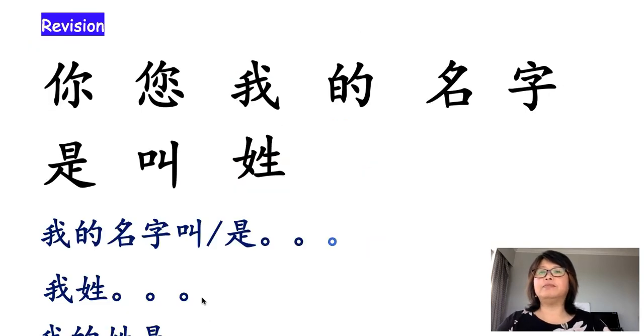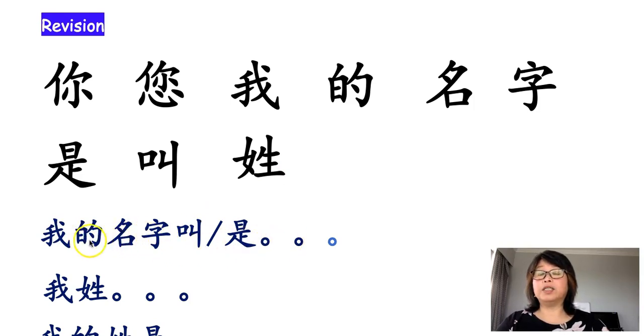Now let's have a revision. 这是什么？你。这是什么？您。这是什么字？这是我。这是什么字？这是的。这是什么字？这是名。这是什么字？这是字。这是什么字？这是是。这是什么字？这是叫。这是什么字？这是姓。The sentences are 我的名字叫 so and so.